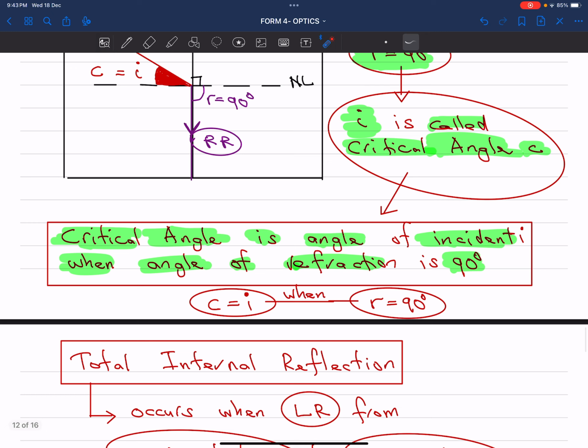Now I've written this in a sentence. I can also use a symbol: the critical angle is symbol C. So this statement in a sentence, I can write in short form. That is, C is I when R is 90. Okay? C, the critical angle, is the angle of incidence when R, the angle of refraction, is 90.